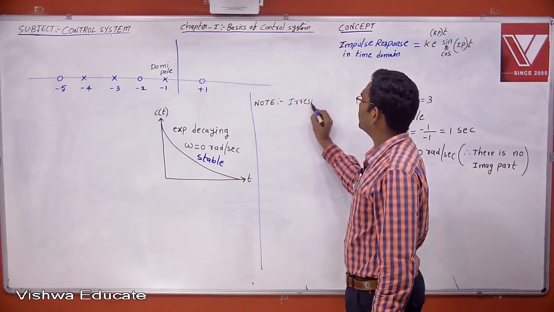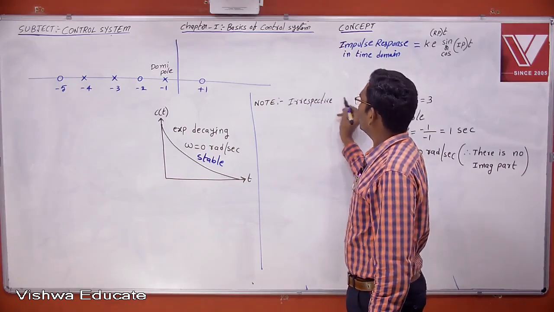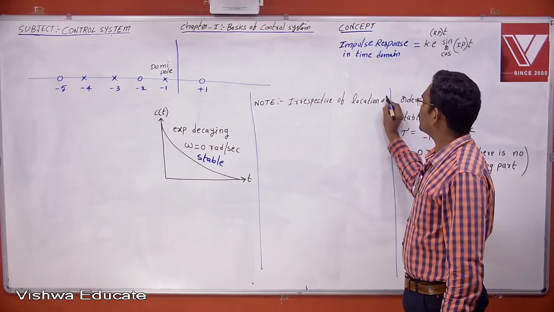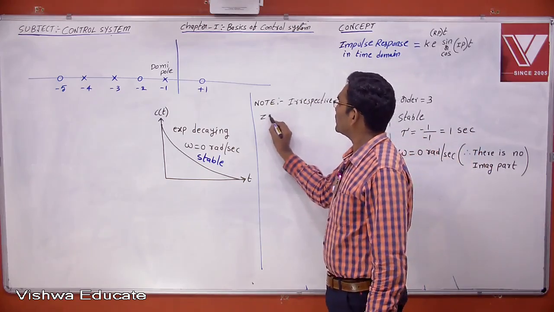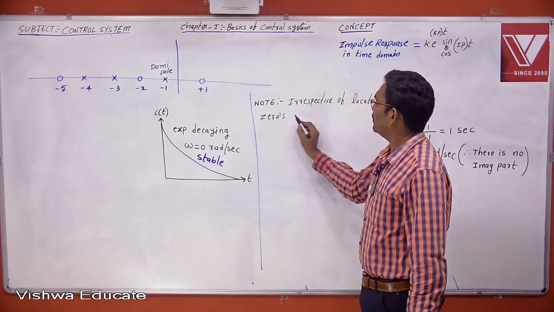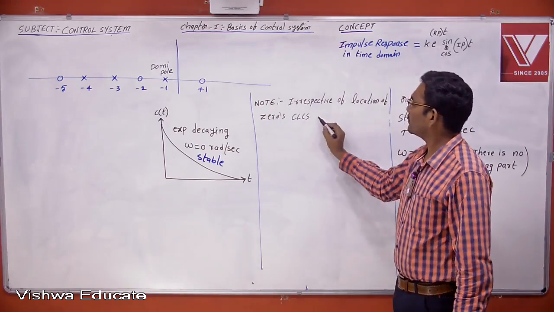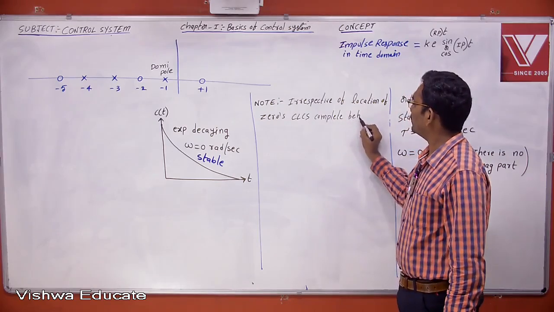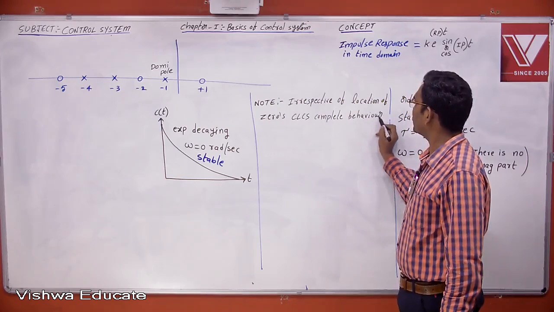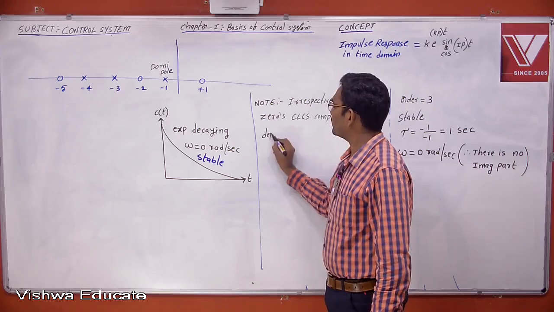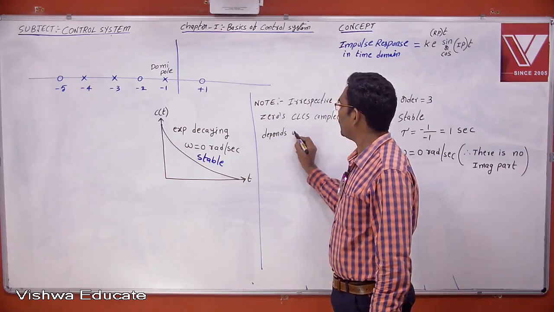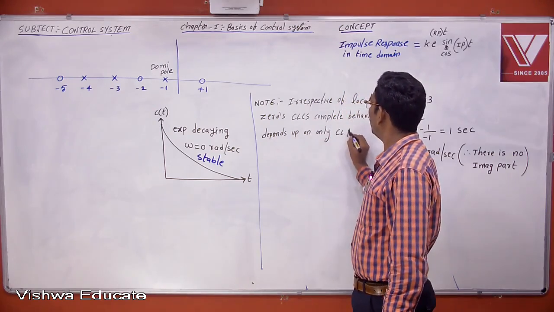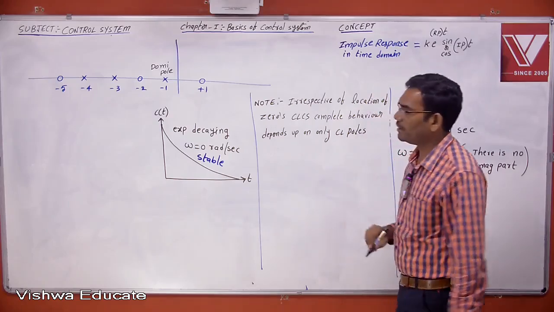Irrespective of the location of zeros, the closed loop control system's complete behavior, complete analysis, depends upon only the closed loop poles but not the zeros. Why?